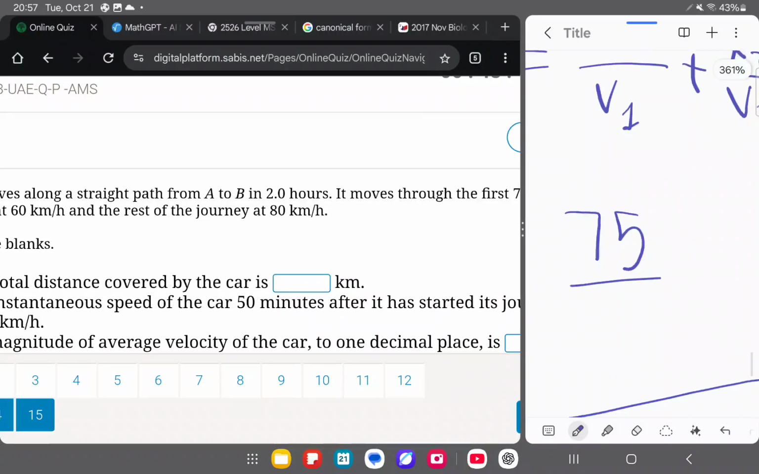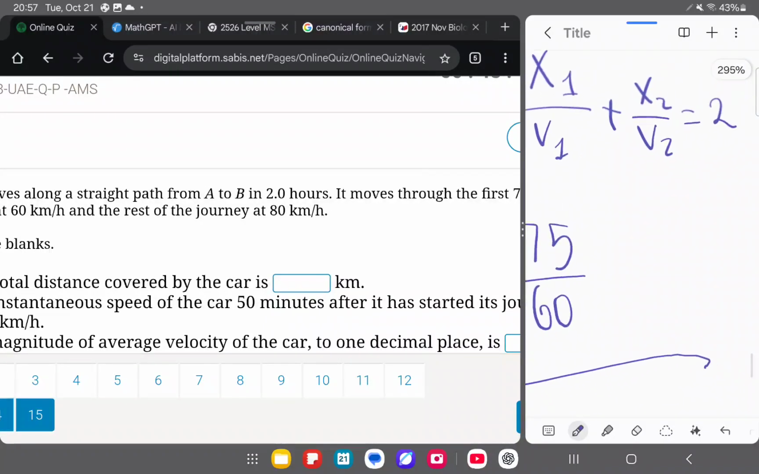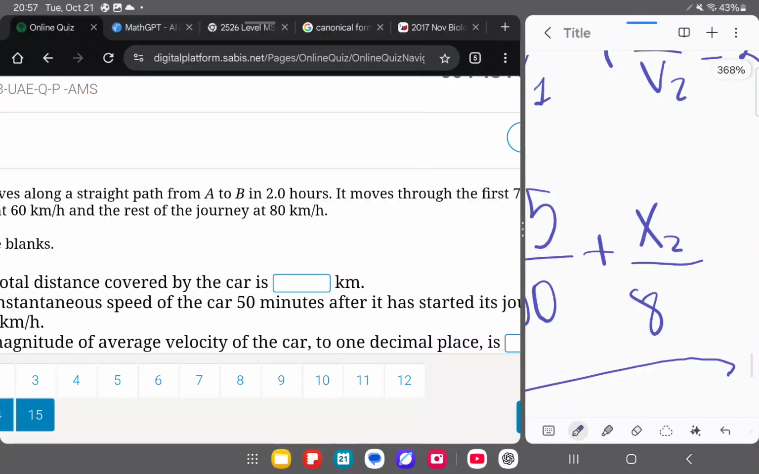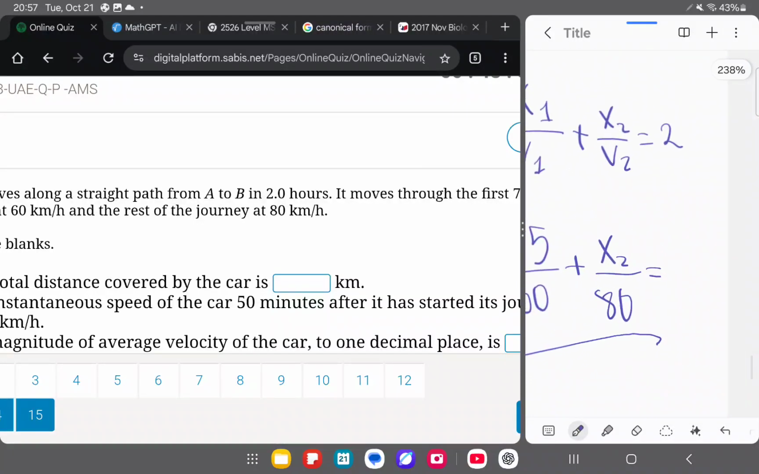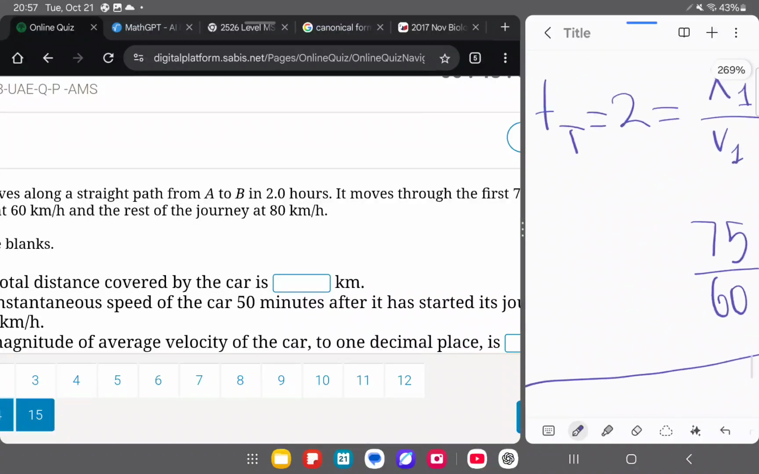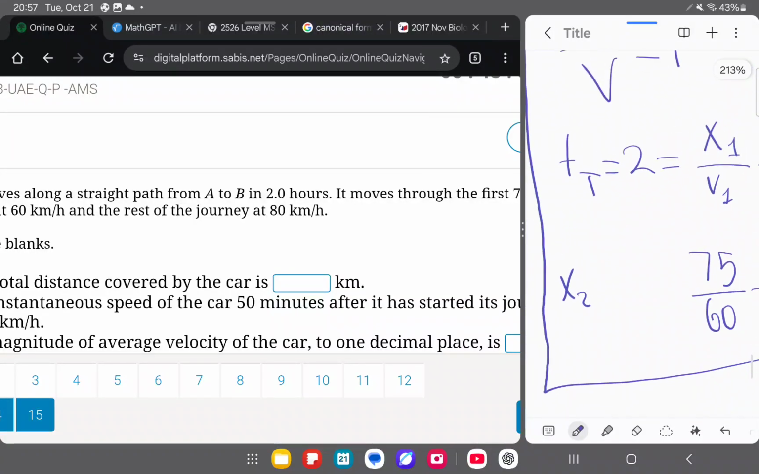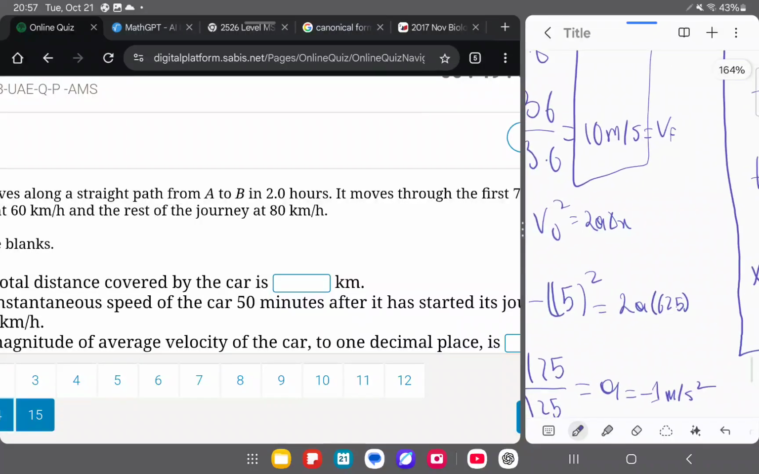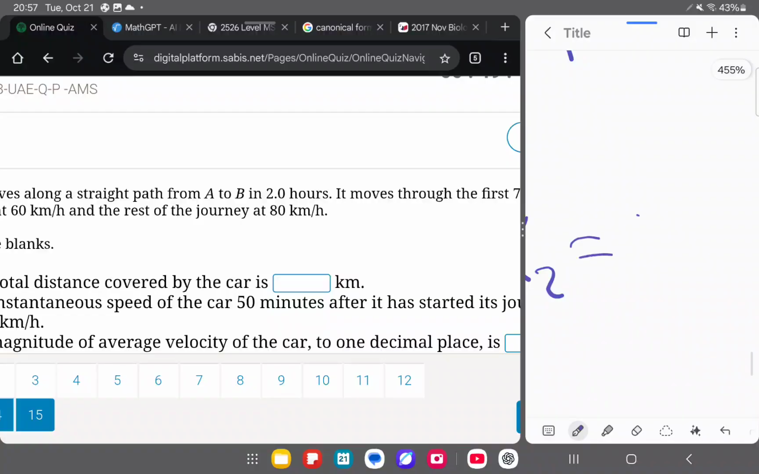75 over 60, because v1 was 60, plus x2, which is unknown, but v2 is known, it's 80, and we'll equal that to 2. So x2 should be equal to 2 minus 75 over 60 times 80, which is 60. So now we have x2 is equal to 60.